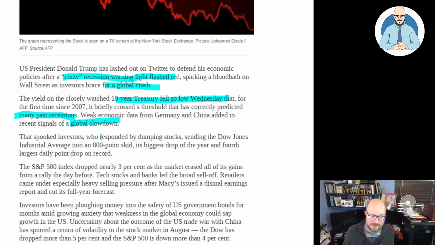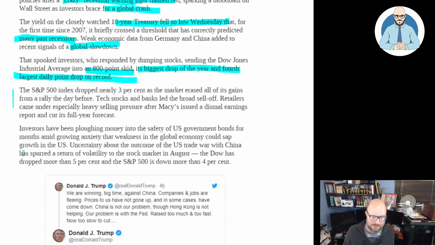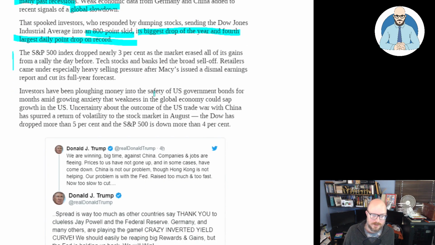So that spooked investors, who responded by dumping stocks, sending the Dow Jones to an 800-point skid, its biggest drop of the year, we've read about this. Investors have been plowing money into the safety of US government bonds for months amid growing anxiety and weakness in the global economy that could sap growth in the US. Uncertainty about the outcome of the US trade war with China has spurred a return of volatility to the stock market in August. The Dow has dropped more than 5% and the S&P 500 is down more than 4%.